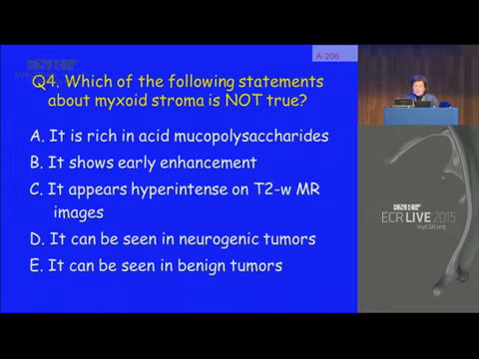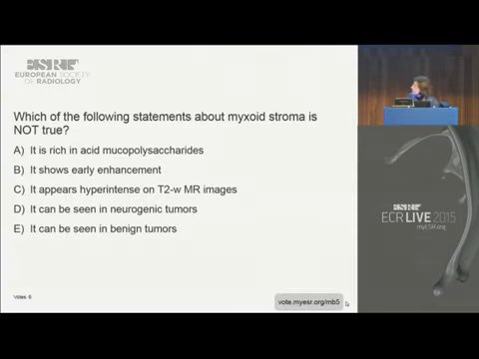We move on now to the myxoid stroma. Which of the following statements is not true? A, it is rich in acid mucopolysaccharides. B, it has early enhancement. C, it appears hyperintense on T2 weighted images. D, it can be seen in neurogenic tumors. E, it can be seen in benign tumors. Please vote.